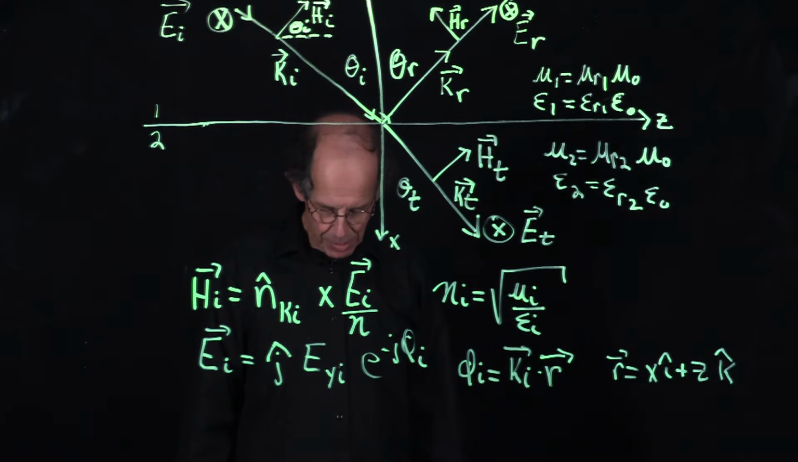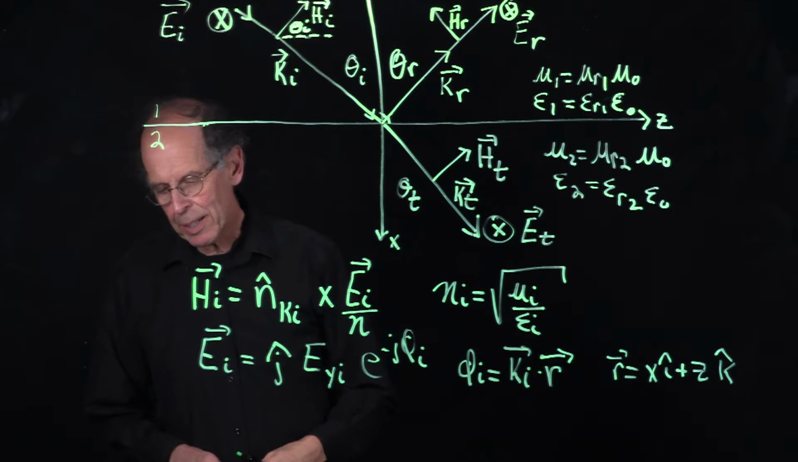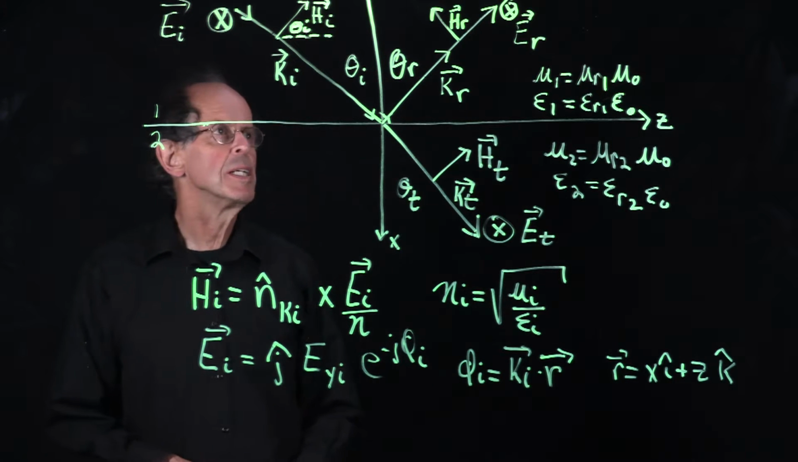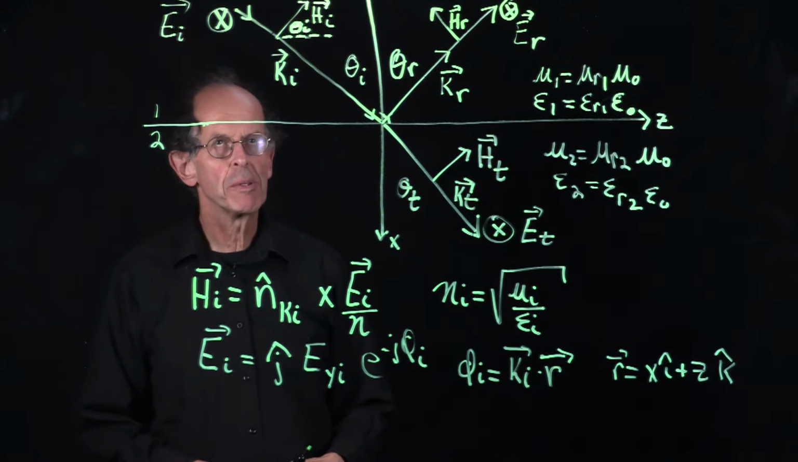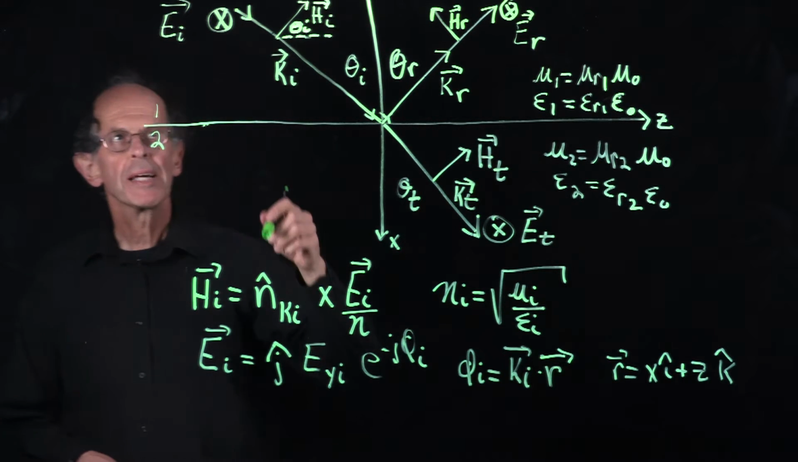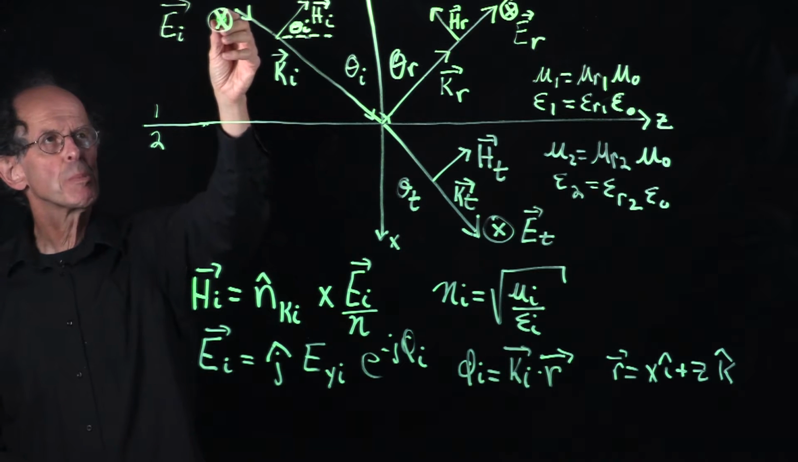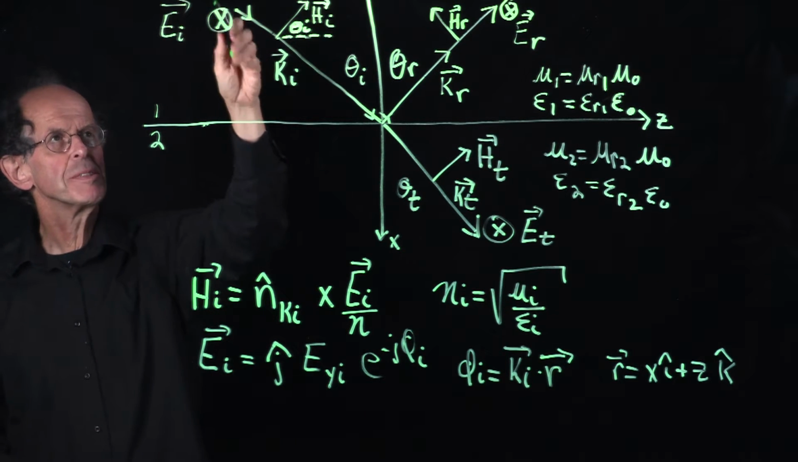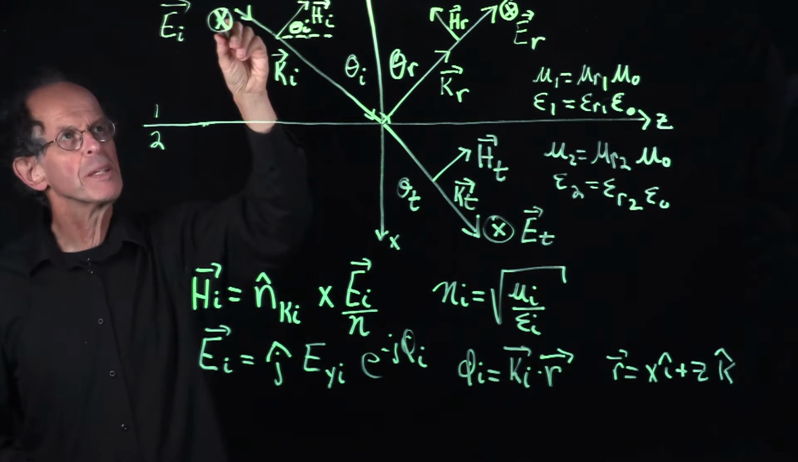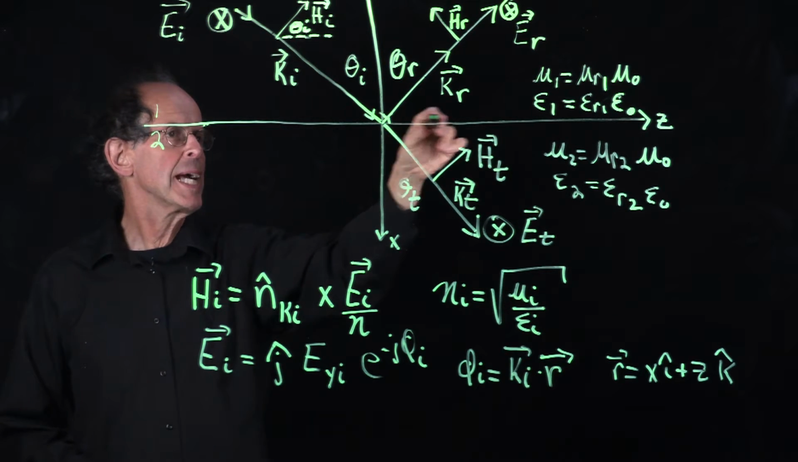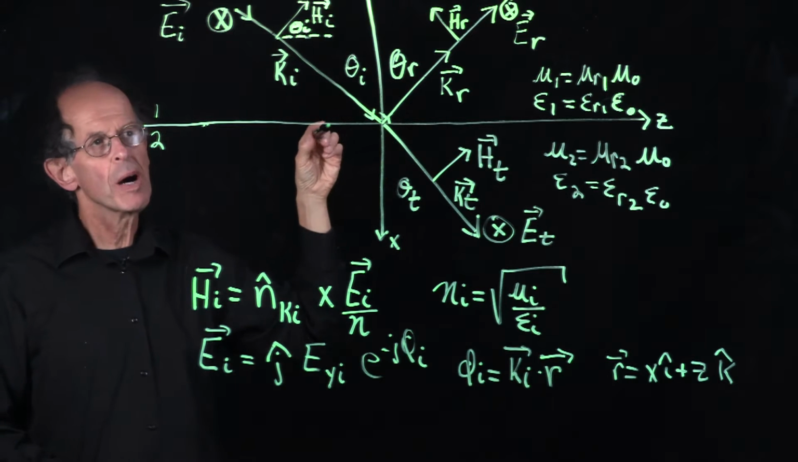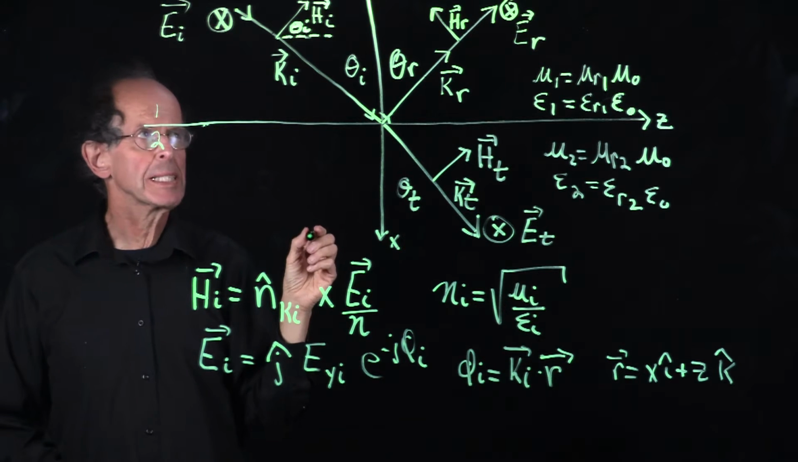Now the fields. We can either pick the E field or the H field in terms of how we want to set the problem up. We will look at the case where the E field is perpendicular to the plane of incidence. That means into the plane as indicated by the X. And since this is a right-handed coordinate system, the y-axis is into the plane.